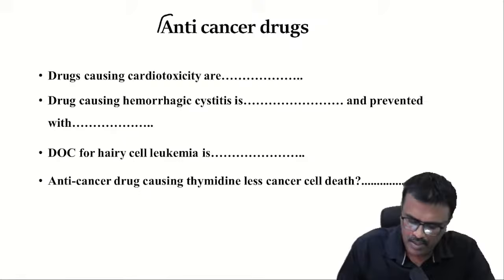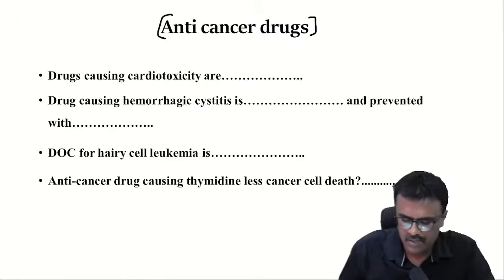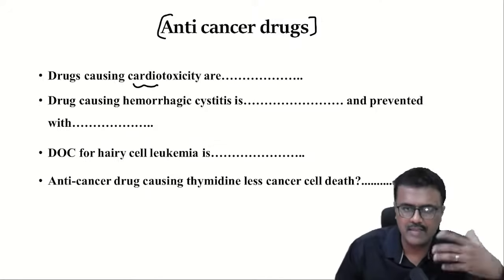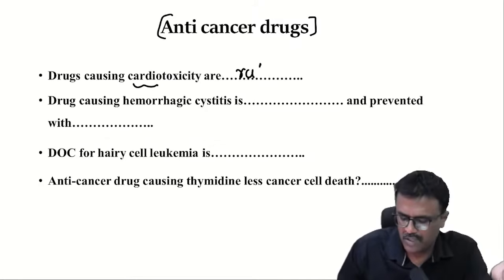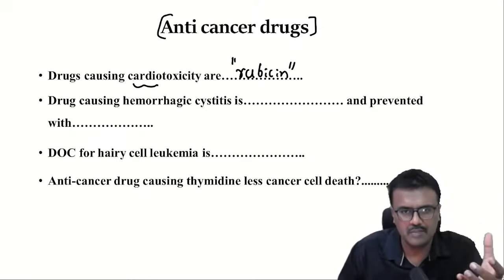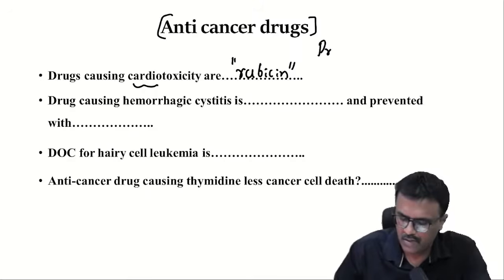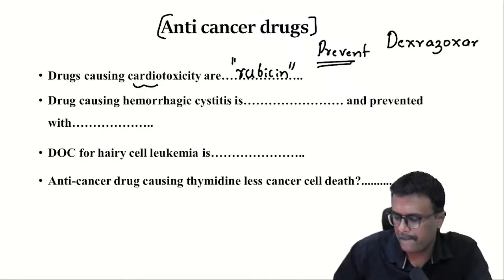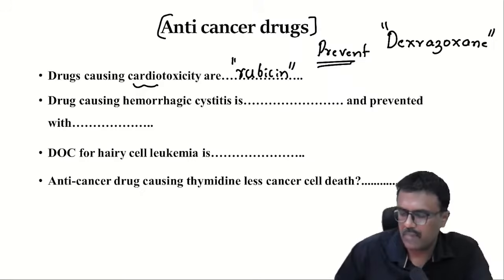Now coming to anti-cancer drugs and common adverse effects, which anti-cancer drug can cause cardiotoxicity? They are anthracyclines. How do they end? They end with rubicin. Tell me one rubicin, sir. Daunorubicin, doxorubicin, idarubicin. So can I prevent the cardiotoxicity? Yes, you can prevent the cardiotoxicity with a drug called dexrazoxane. It can prevent cardiotoxicity. It's an iron chelator.